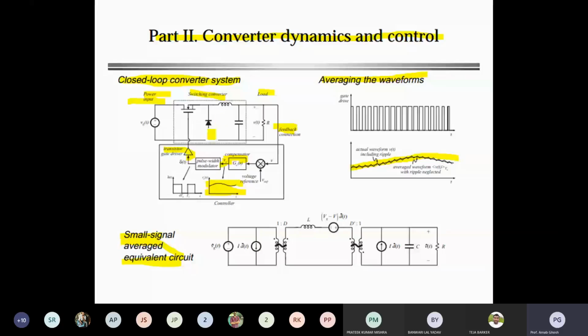Okay. Normally all the converters, meaning switching converters, are non-linear. Why? Because initially there are two regions: one is the cutoff region, another one is the saturation region.